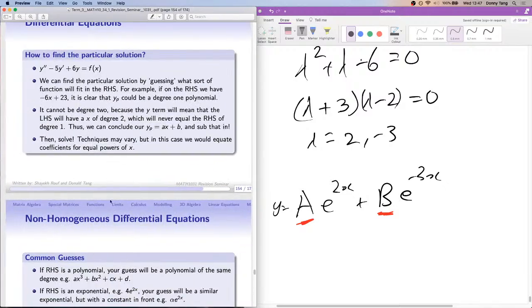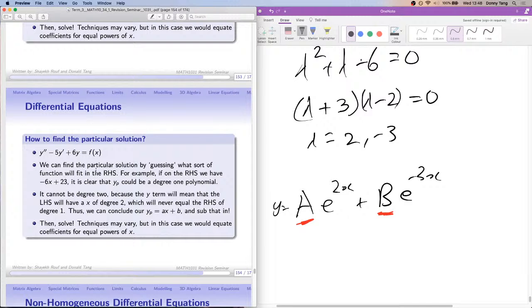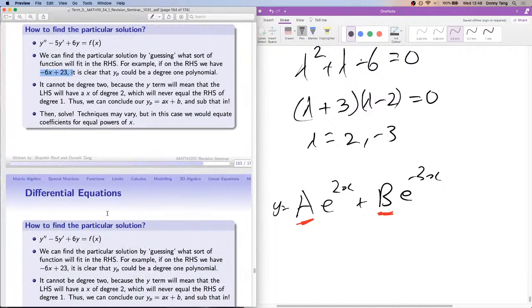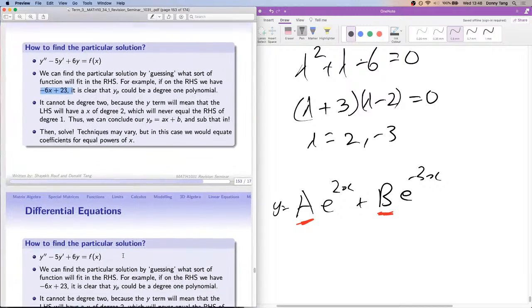So I will give you, I think I have a list of guesses. Yes, there is a list of guesses here, so it doesn't really matter. But yeah. Oh wow, this slide is repeated twice. I never even knew that happened.